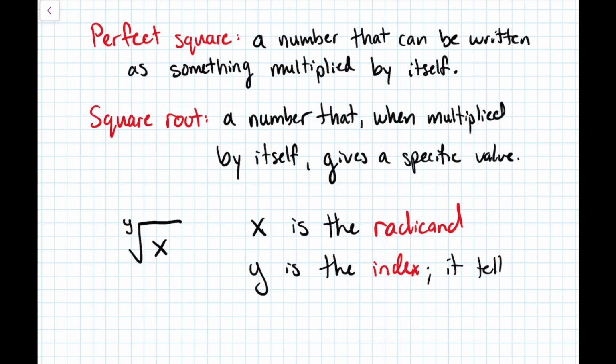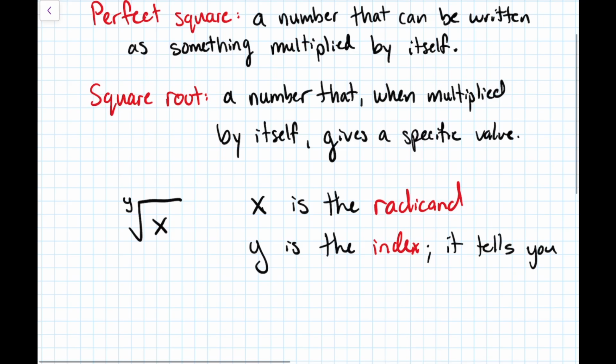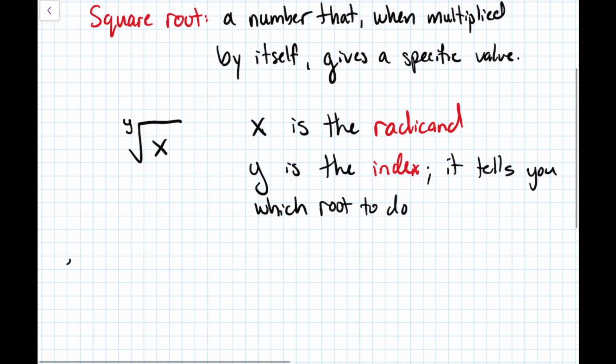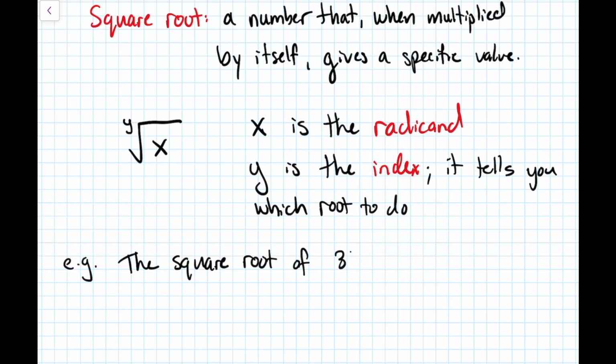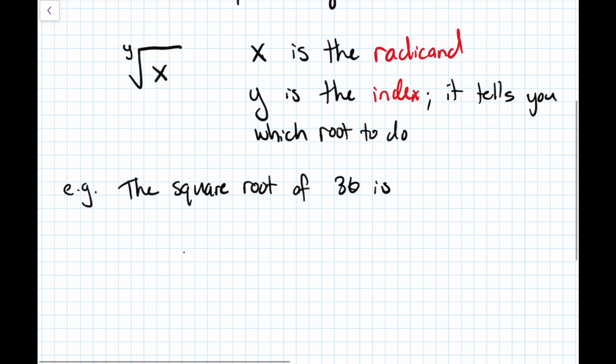Remember that the default, if there is no index, is that it's a square root. So we're a little bit lazy and we don't feel like writing the 2 all the time. But if you don't see anything there, just keep in mind it's a square root. So for example, I might say the square root of 36 looks something like this. And so square root 36, and that's just 6 because 6 times 6 is 36.